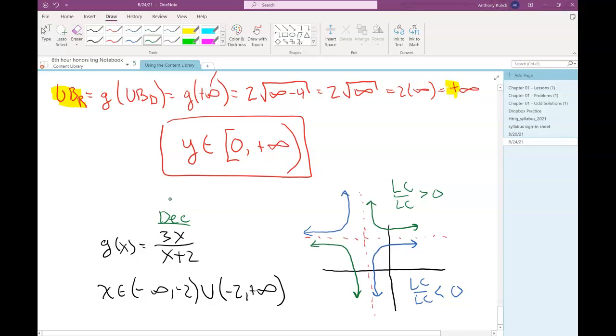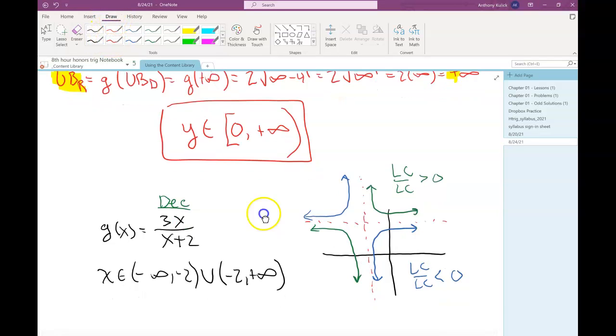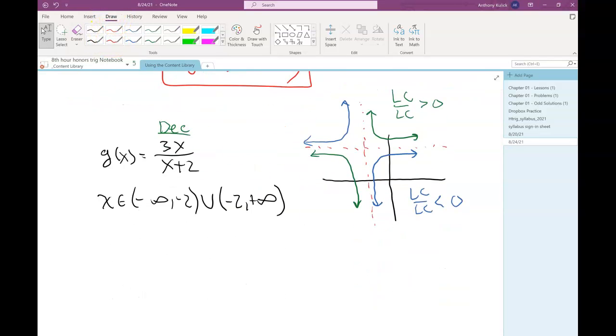Everybody okay with that? Again, if you didn't remember what the picture looked like, what could you do? Graph it on your calculator, right? Not wrong to do that. But again, I like to tie it back together to stuff that we already kind of know. It's good review, if nothing else.